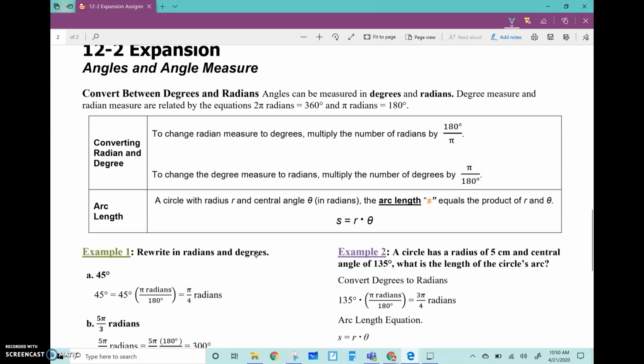And then to find the arc length, we're using a formula which is the radius times the central angle. So whenever you see this sign right here, it looks like a 0 with a dash in it, it's going to tell you the angle that they're looking at, or the central angle, all right?